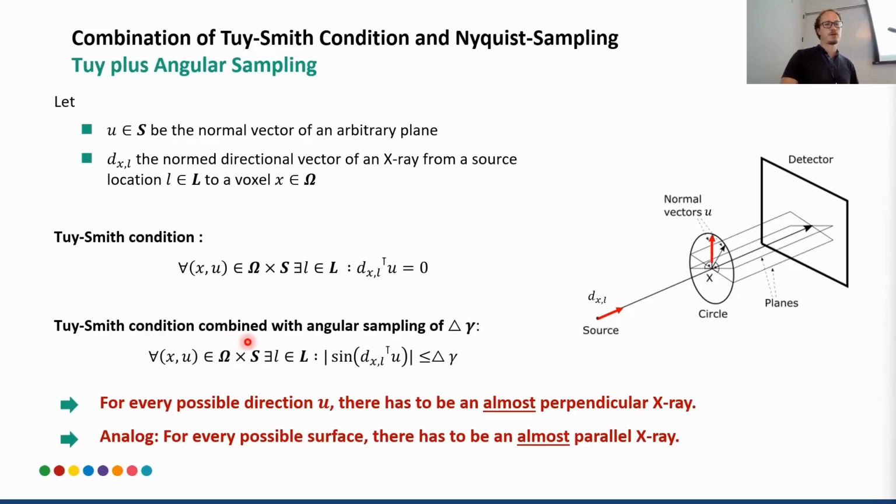So the Tuy-Smith condition combined with this angular sampling of Nyquist means that for every point in the volume and every direction, we need to have a source position so that it's almost perpendicular. So the sine of this product needs to be smaller than the angular sampling rate, and that means that for every possible direction U, there has to be an almost perpendicular X-ray, except for this angular sampling. And analogously, this means for every possible surface, there has to be an almost parallel X-ray, depending on this angular sampling rate.